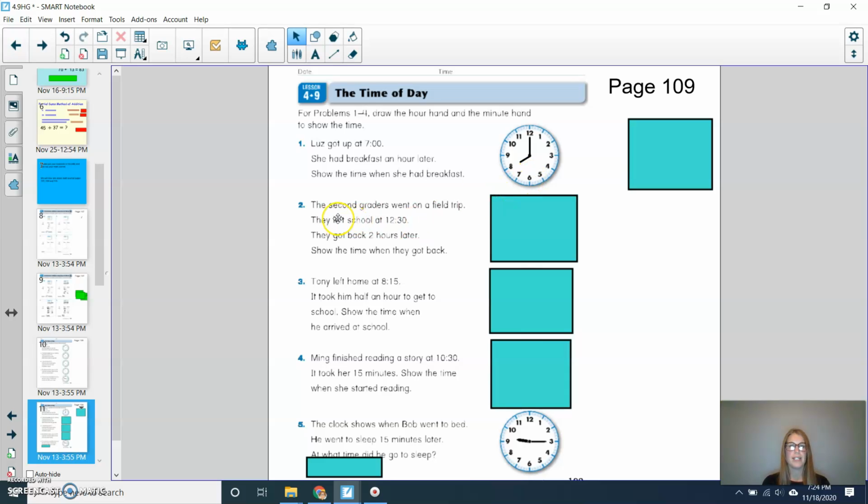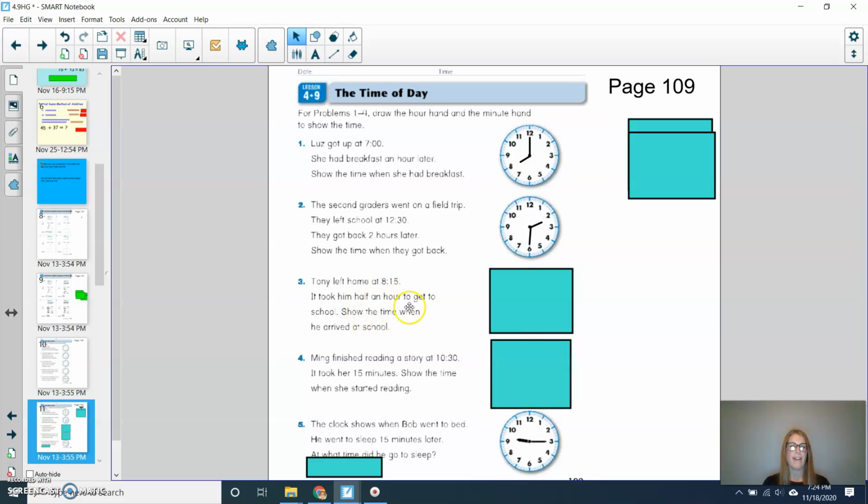For number 2, the second graders went on a field trip. They left school at 12:30. They got back 2 hours later. Show the time when they got back. With this one, I need to be a little bit careful. So 1 hour after 12:30 would be 1:30. And then 2 hours would be 2:30. So your clock should look something like this. Notice how my hour hand is halfway between the 2 and the 3, and then my minute hand is on the 6, showing 2:30.